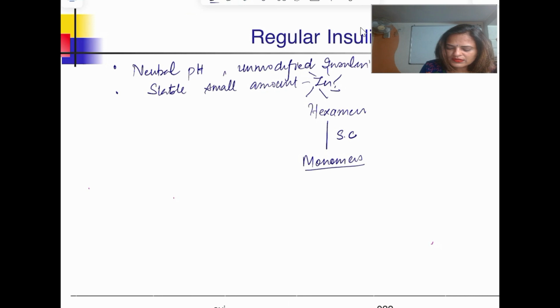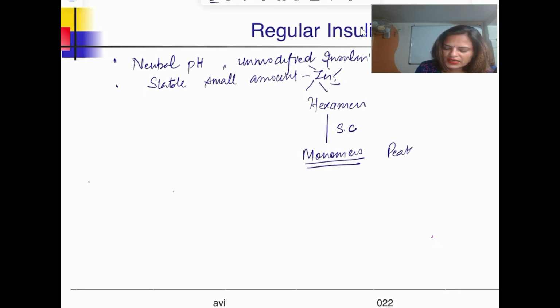The monomers are released, and this way it exerts the action. But they are released so slowly, and the peak effect is seen at 2 to 3 hours, and the duration of action is 6 to 9 hours. This is when we give this drug by subcutaneous route.